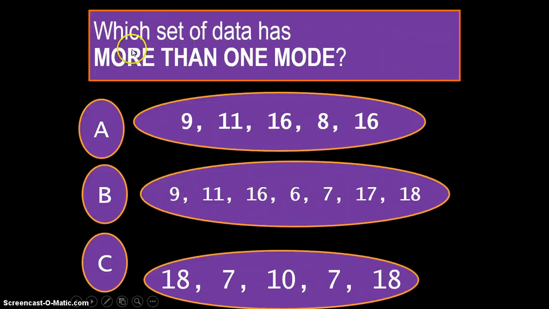All right, which set of data has more than one mode? So a number that's repeated more than once. Here's 16, one time there, so that is one mode, that's out. 11, 9, 16, 6, 18, that doesn't look like it has any. 18 and 18, 7 and 7 has more than one mode. It is C this time. Okay, again, 7 appears twice and 18 appears twice. So this has more than one mode. And there's a little example of that.